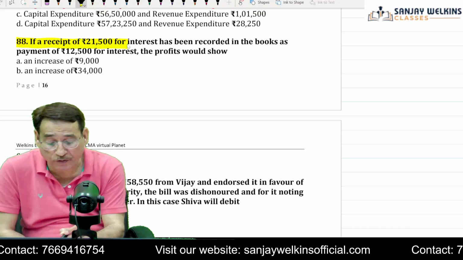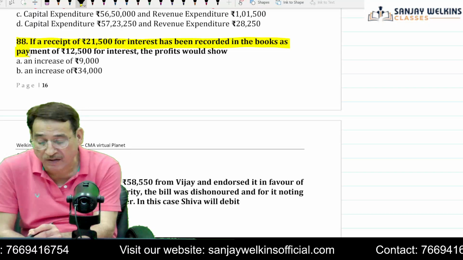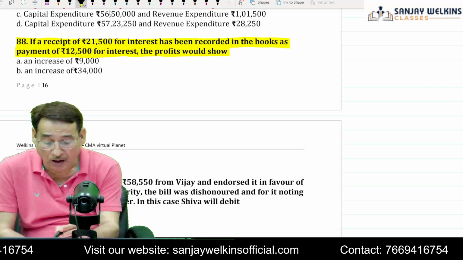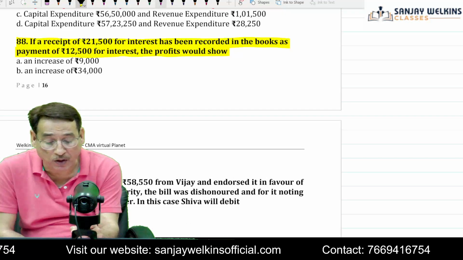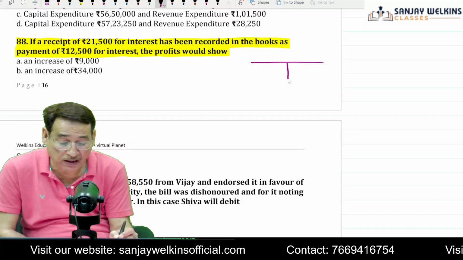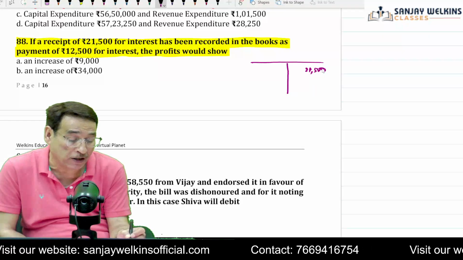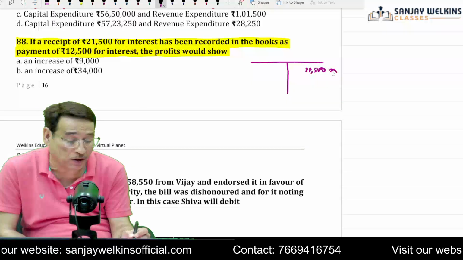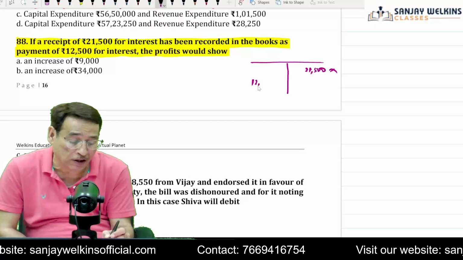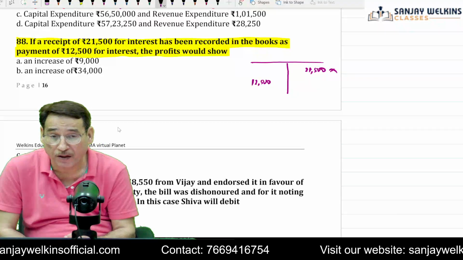If a receipt of 21,500 for interest has been recorded in the books as a payment of 12,500 interest, the profit would show. Now, in this particular case, you need to understand that there was a receipt of interest of 21,500. You were supposed to write it on the credit side, but you did not write. In fact, you have reflected it as a payment of 12,500.